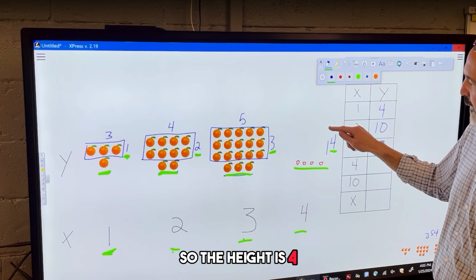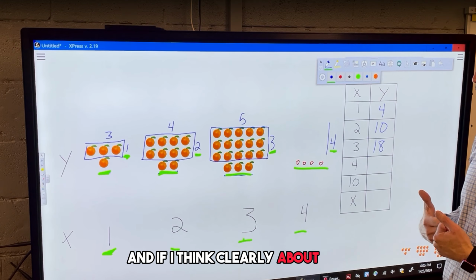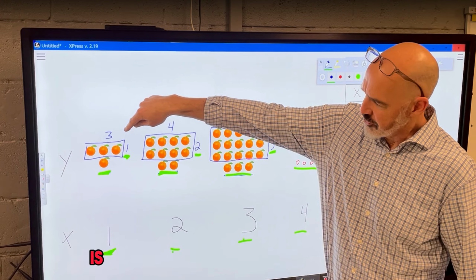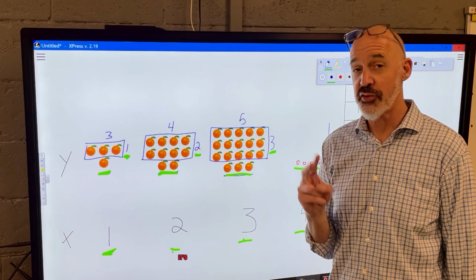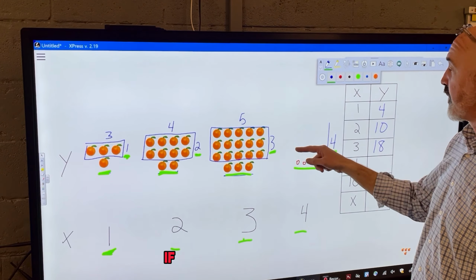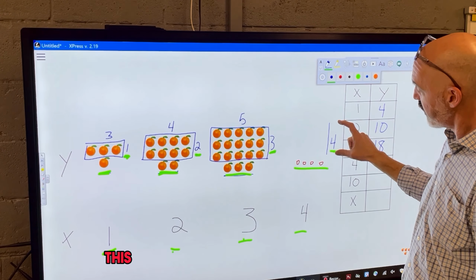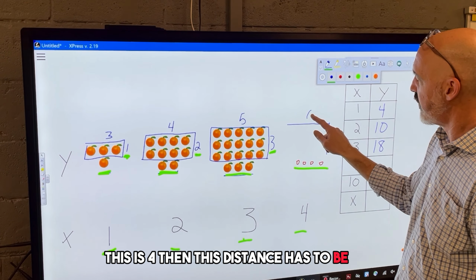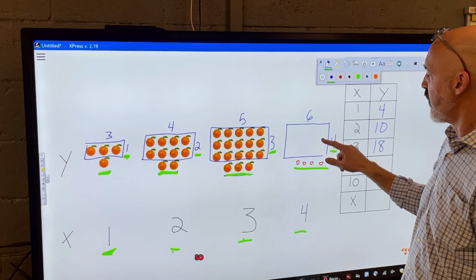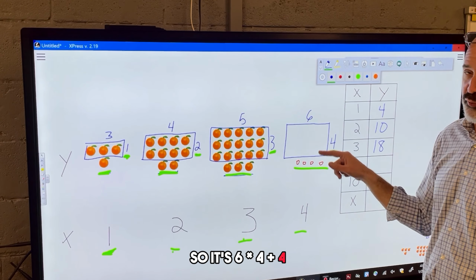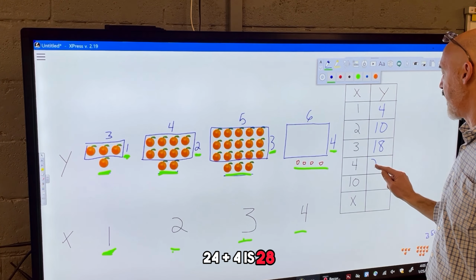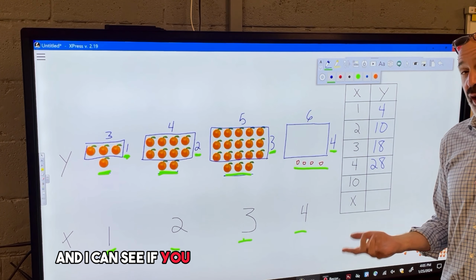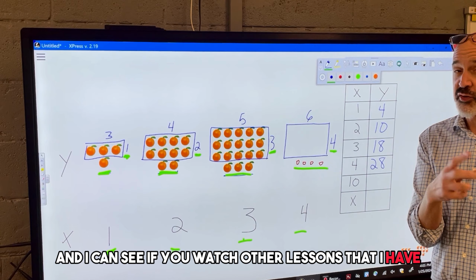So the height is 4, and if I think clearly about this, I can see that this width number is always 2 times more than the height. So if this is 3 and this is 5, this is 4, so then this distance has to be 6. So it's 6 times 4 plus 4. 24 plus 4 is 28. And that's my growing pattern.